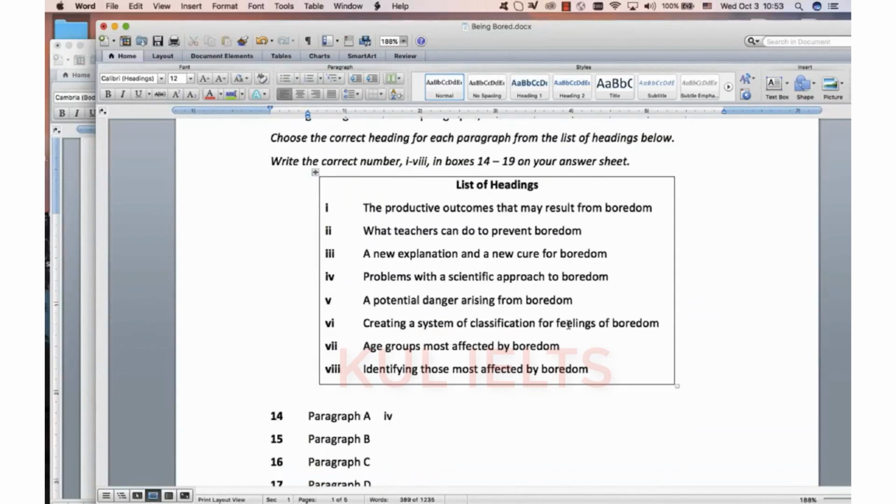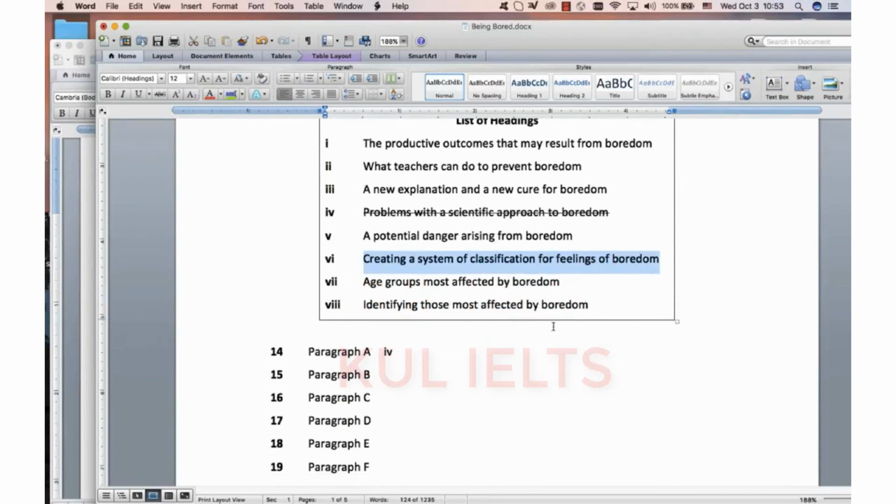The 5 types of boredom. Productive outcomes, this is results, no. Teachers, no. Explanation, new cure, no. I'm going to delete that, we've done it. A danger, no. Creating a system of classification for feelings of boredom. Great, the 5 types of boredom. We are classifying boredom, I like that. Age groups, no. Identified people, no. So that one, first sentence, should be okay. It's not easy, remember this is reading 2, but I'm quite confident about that one.